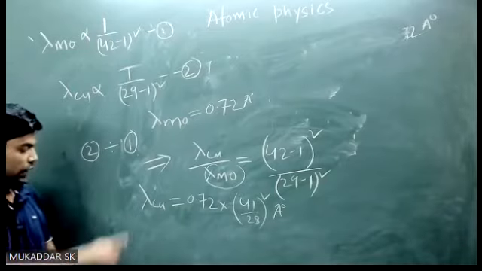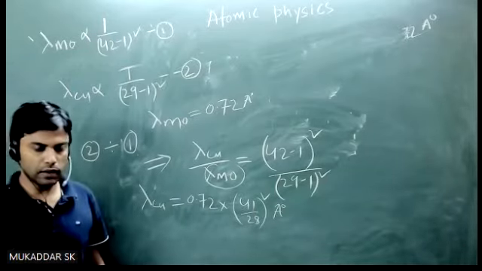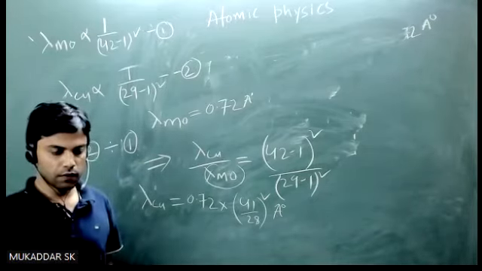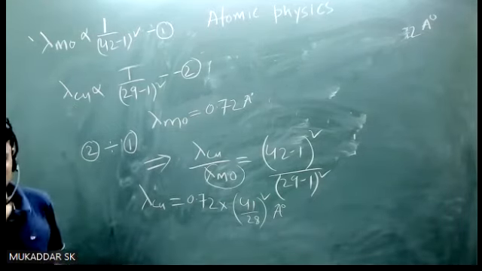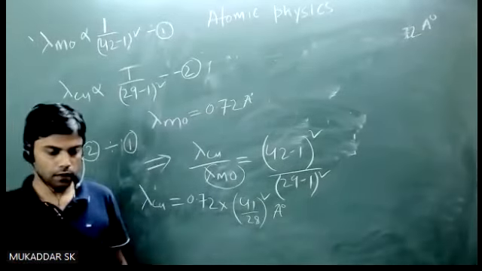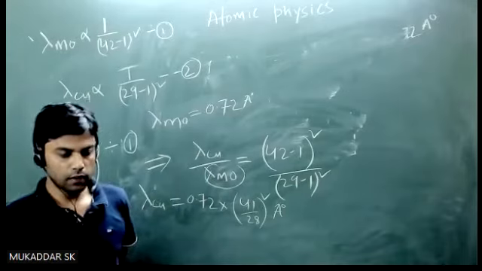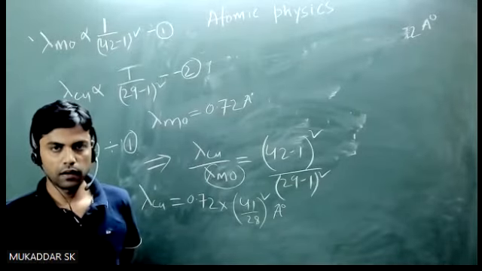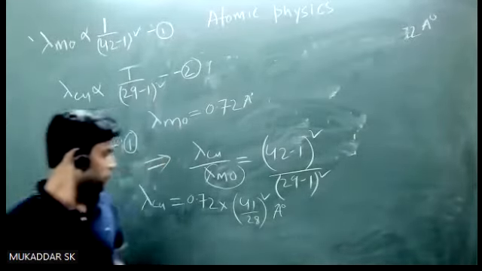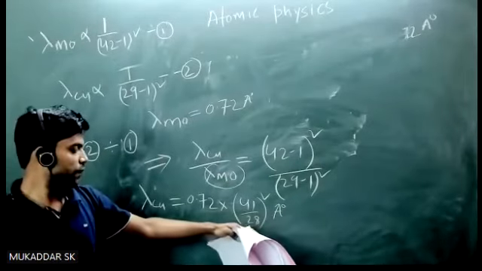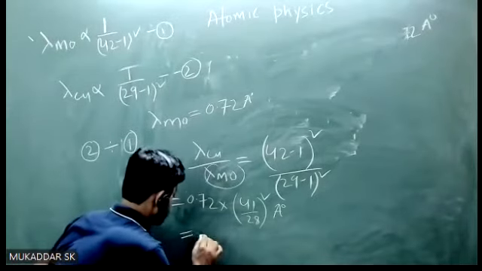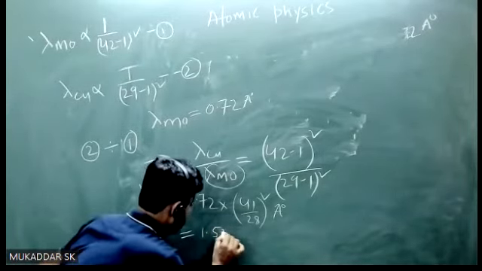Now can you calculate it? Can you calculate? 1.54. Okay, everybody agreed? Are you getting like this? Karthik, are you getting? Dhruvi, Anju, are you getting? How much are you getting? So 0.72 into (41 divided by 28) whole square. How much are you getting? It will be approximately 1.53 angstrom.